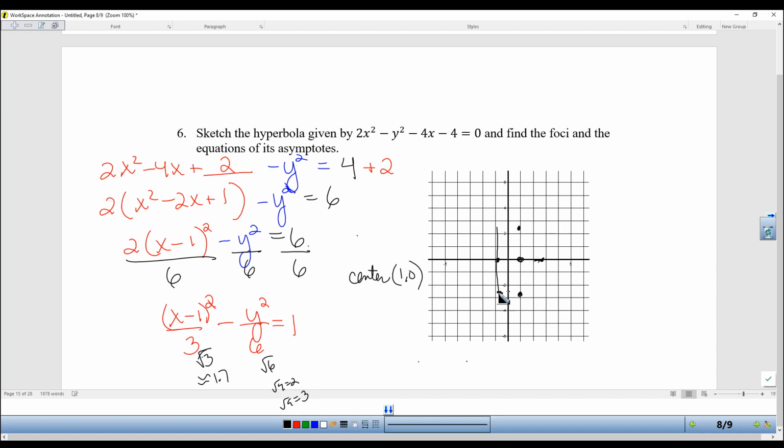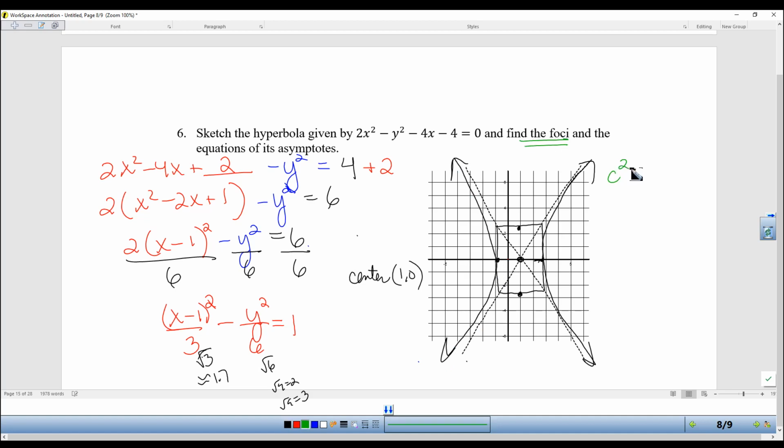I make a box, and then I connect the diagonals to make my asymptotes. Okay. I just have to decide if I'm going to make it up and down or side to side. And since it's an x squared minus a y squared, it is going to go side to side. Just like that. And side to side.